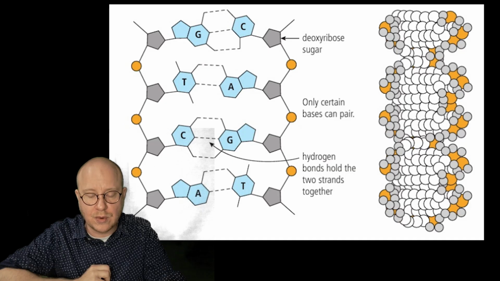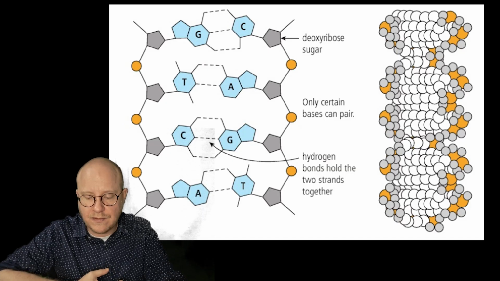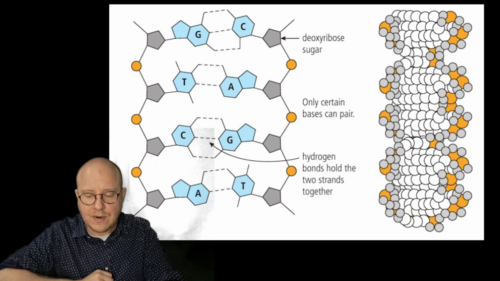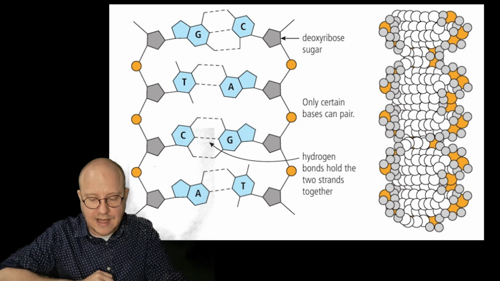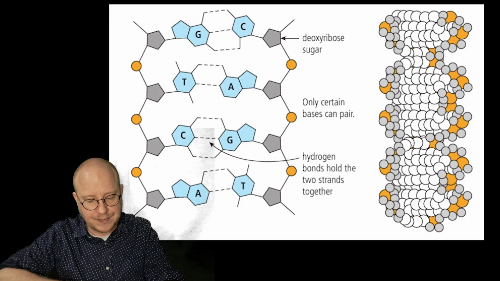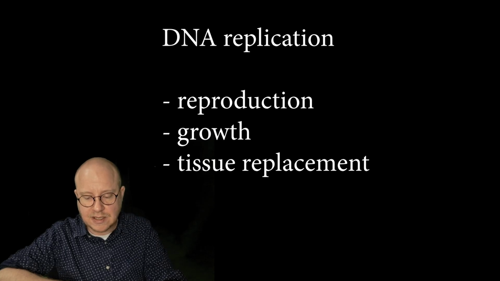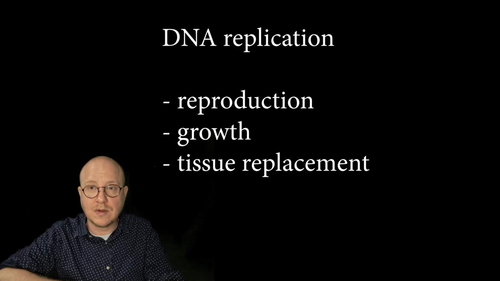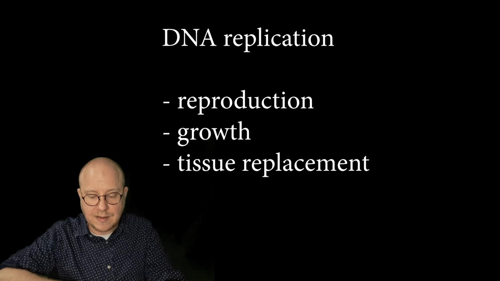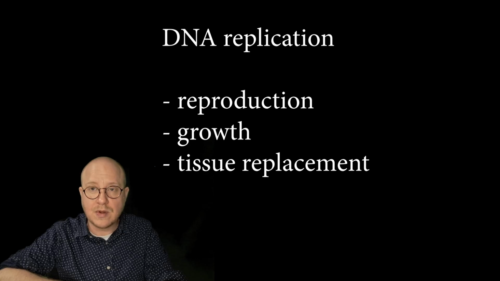DNA provides the code that creates the uniqueness of all forms of life on our planet. This code is carried in the sequence of the 4 possible nitrogenous bases. Because DNA is the code of life, it must be duplicated so that the reproduction of organisms is possible. DNA duplication is also essential for growth and tissue replacement in multicellular organisms. This duplication is known as DNA replication. Replication doubles the quantity of DNA and ensures that exact copies of each DNA molecule are made.